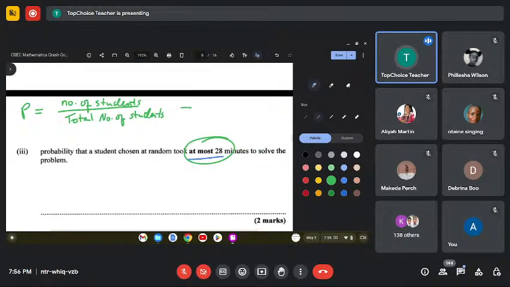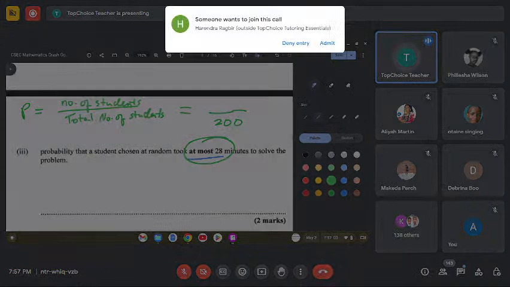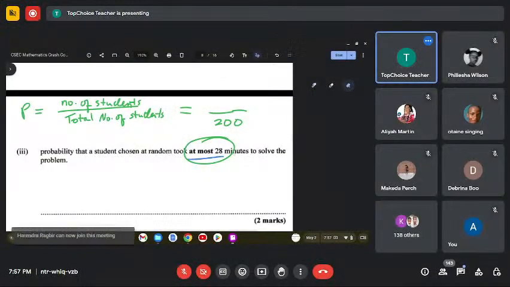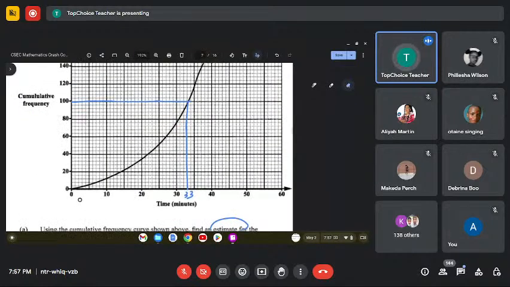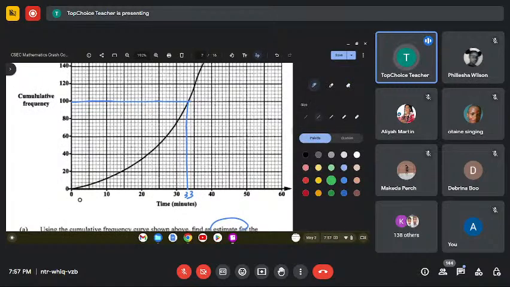What was the total number? 200. So 200 is our denominator. We just need to figure out what goes on our numerator. So this is what we have to use our curve to find. We have to use our cumulative frequency curve to find the number of students who took at most 28 minutes. So if I look on my graph, I have to find 28 minutes and read off the number of students.